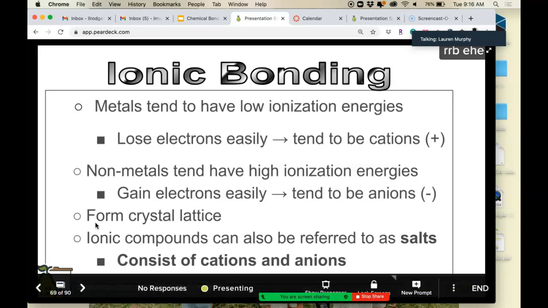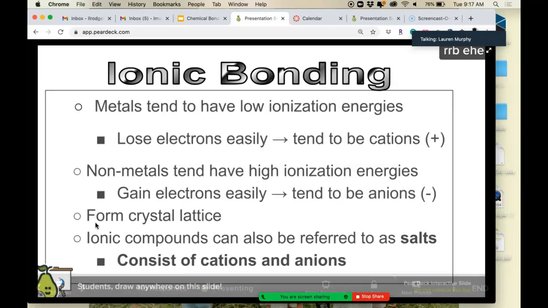Now they form what are called crystal lattices. If you think about just regular table salt, if you were to dump a bunch of salt in your hand, it kind of looks like crystals, right? Now, I want to clarify that NaCl is table salt, sodium chloride. That is the most common salt that you're familiar with.